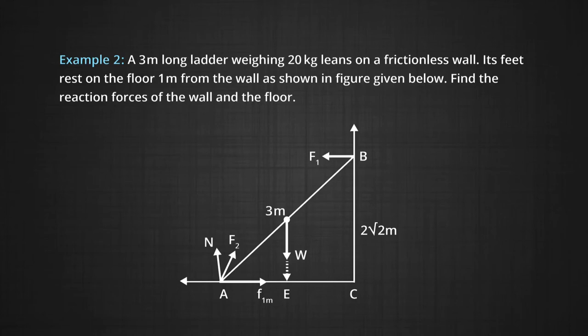This is the figure. We can see the different forces which are acting on it. The wall provides the reaction, similarly the floor provides the reaction. The reaction by the wall is F1, while the normal reaction provided by the floor is N. Look at the direction of friction provided by the floor. It is towards the wall, while the weight of the ladder W is in vertically downward direction.